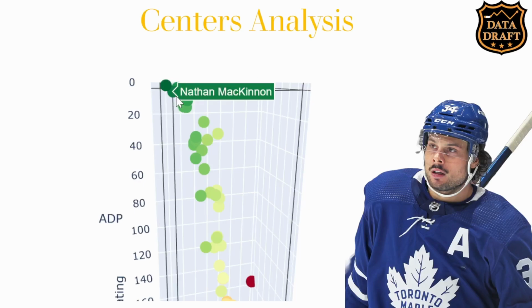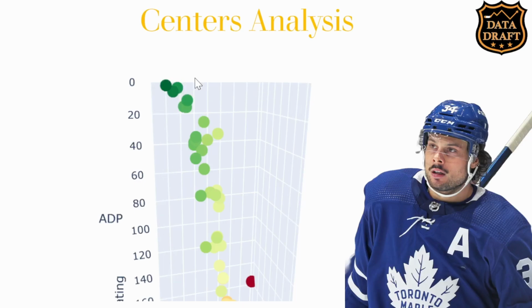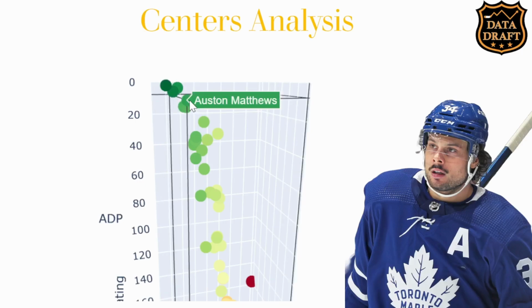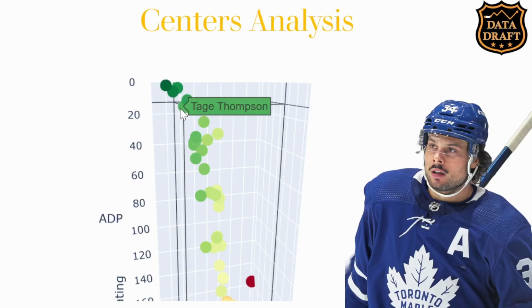Connor McDavid, Nathan MacKinnon, Leon Draisaitl. No surprises there. Those are the 3 top picks in the draft for a reason. Then you get this 1B tier. So this is 1A, and then this is 1B. So this is the back half of the second round. You're looking at Matthews, Hughes, and Tage Thompson.